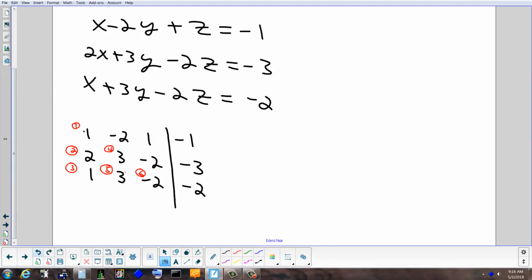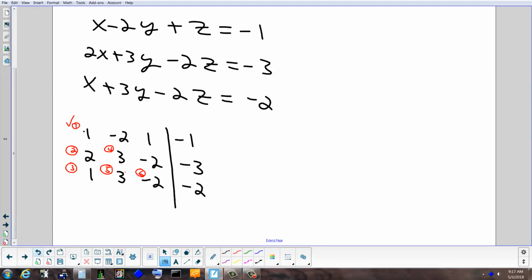All right, so let's start with the top left. I already have a 1 there. So nothing I need to do this time. If there wasn't a 1 there, I would fix it so there is. Like, don't write it down, but if this was a 2, I would multiply everything by a half. And that would give me a 1, -1, and so on. Okay, but I don't need to do that this time.